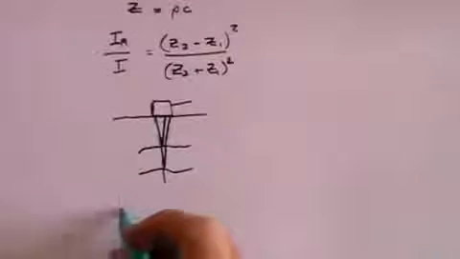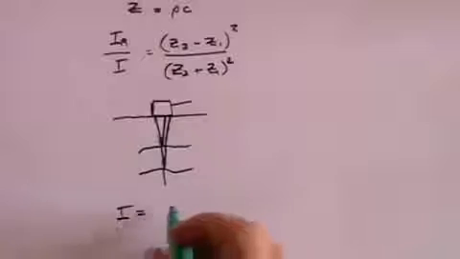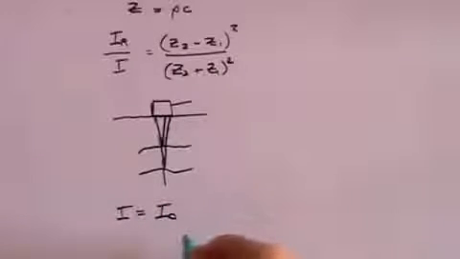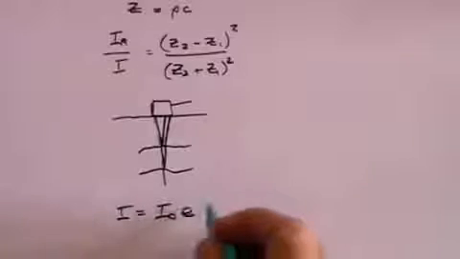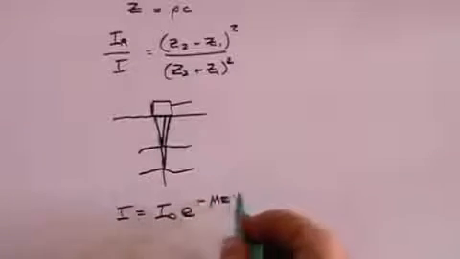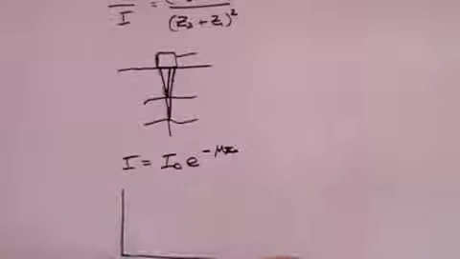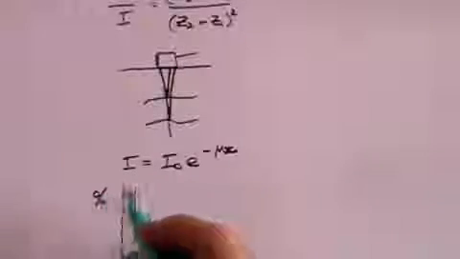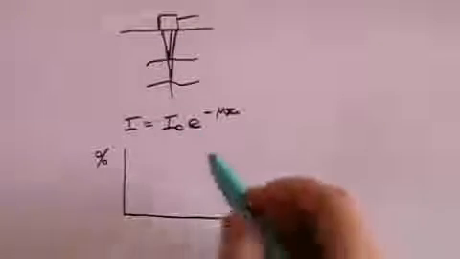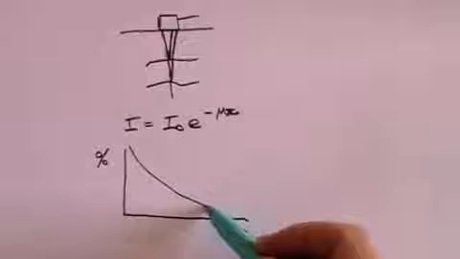The intensity of the sound at any point is given by I0, which was the original intensity coming from the equipment, times e to the minus mu x. And mu is the linear absorption coefficient, or the linear attenuation coefficient. And so the percentage of the transmission against x is going to look like this.